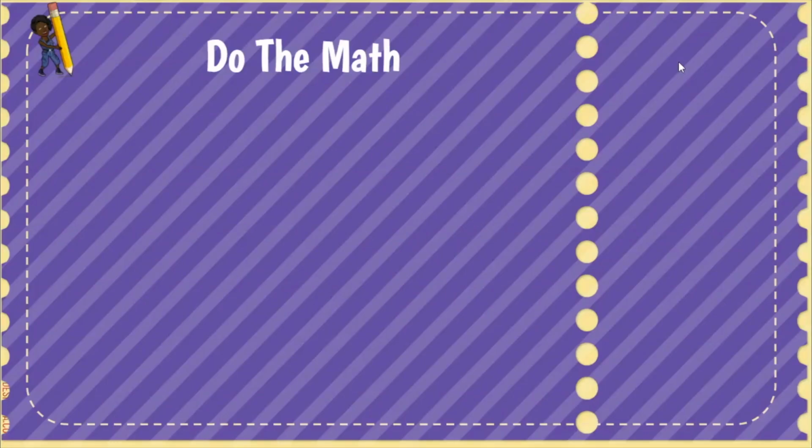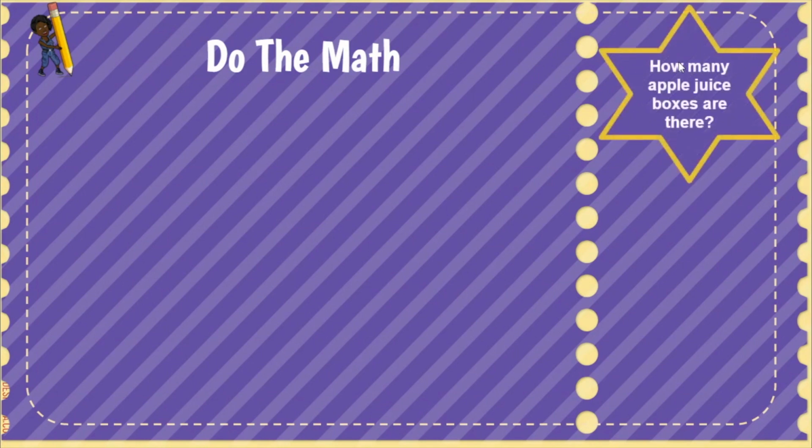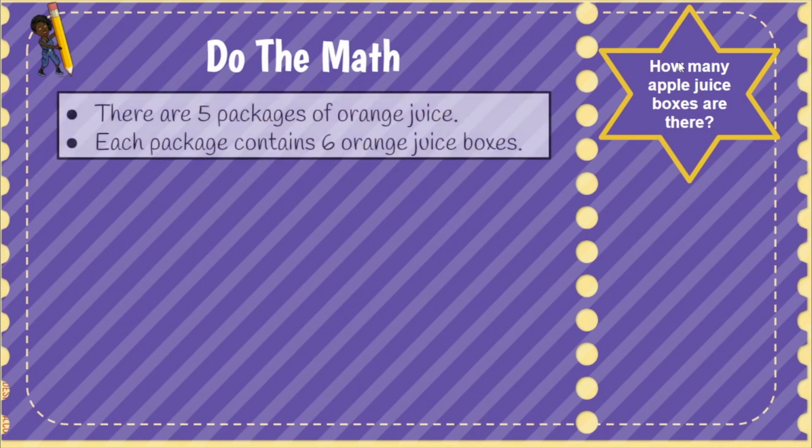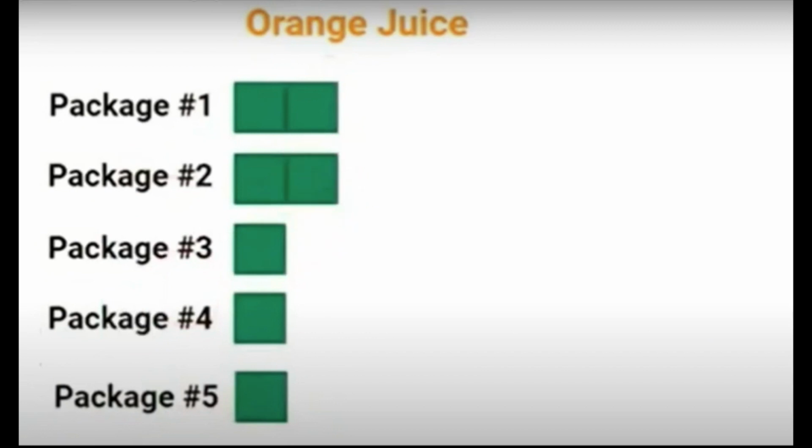Let's figure out how many apple juice boxes there are. In order to figure out how many apple juice boxes there are, let's figure out how many orange juice boxes we have. We know that there are 5 packages of orange juice and that each package contains 6 orange juice boxes. When I do the math and multiply 5 groups of 6 orange juice boxes, I get a total of 30 orange juice boxes.